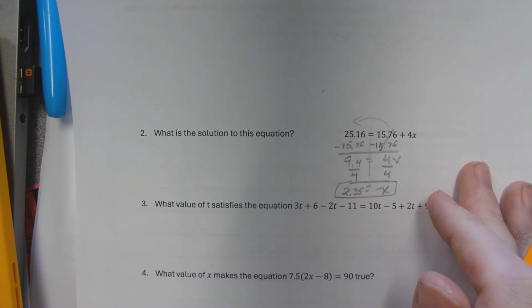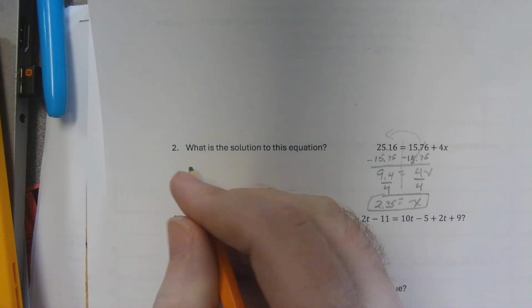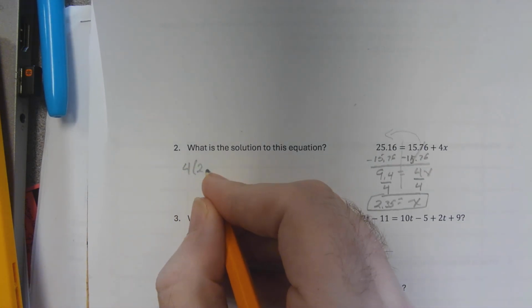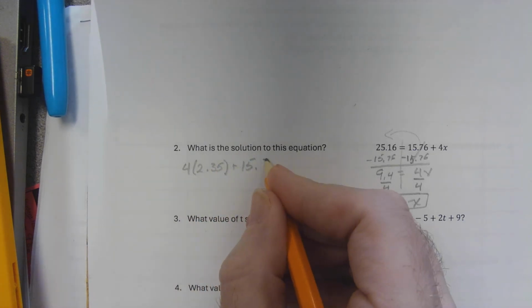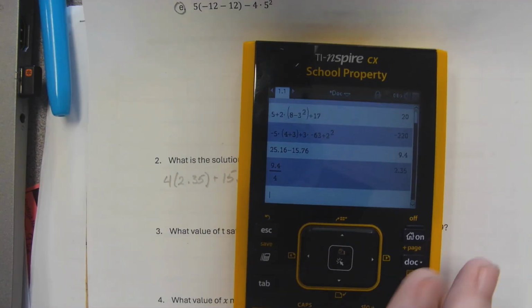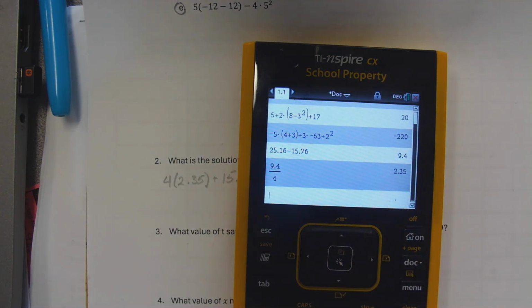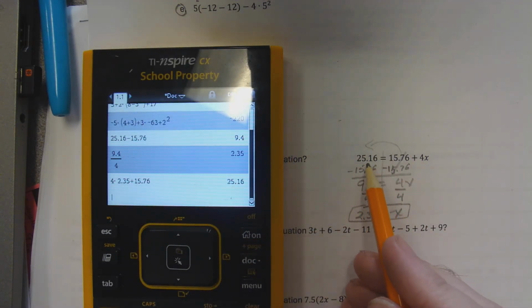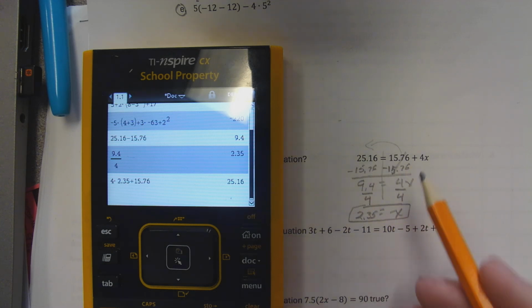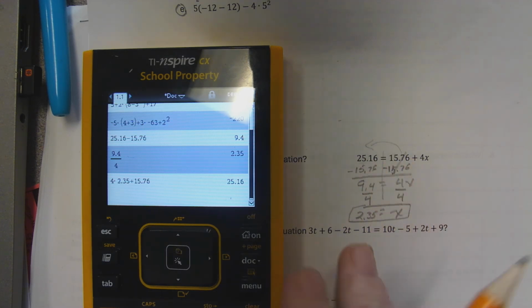Now, we can check to see if it works by simply doing 4 times 2.35 plus 15.76. So 4 times 2.35 plus 15.76. Well, that's 25.16, and that's what we wanted it to equal. So we know we got the right answer. It's a very simple check. Since it equaled what we wanted it to equal, we know we're right.